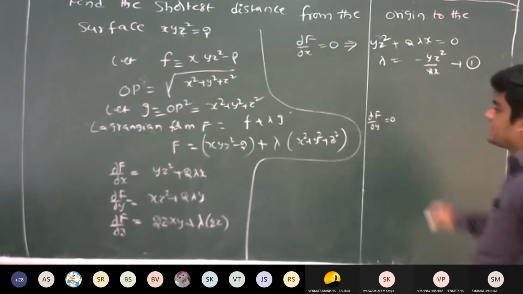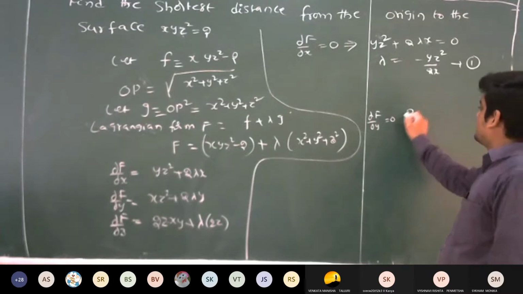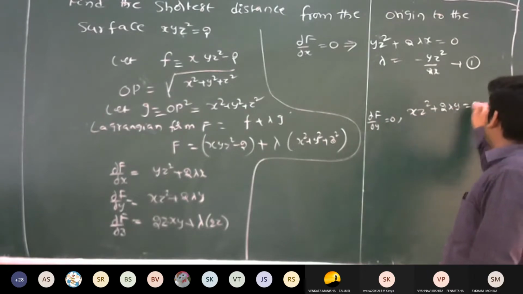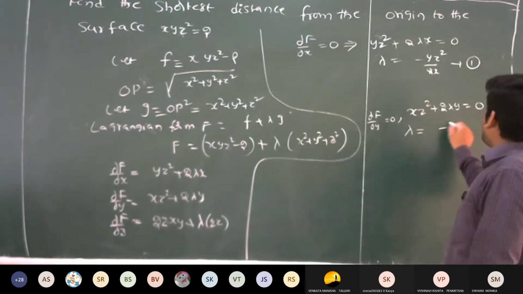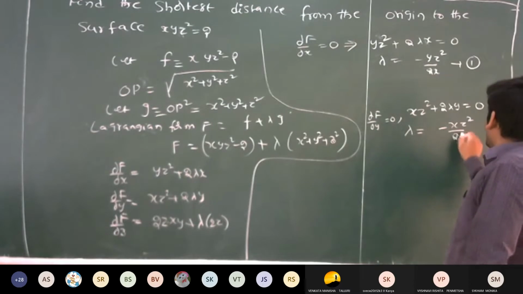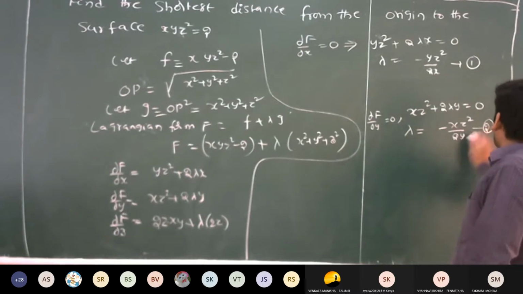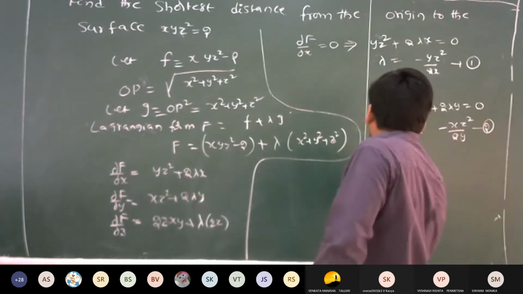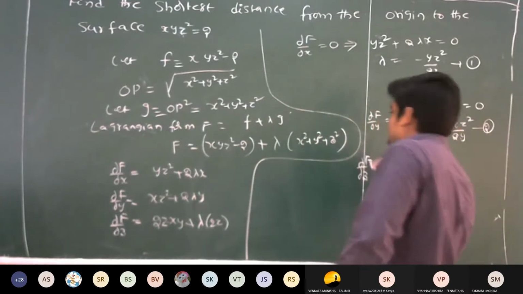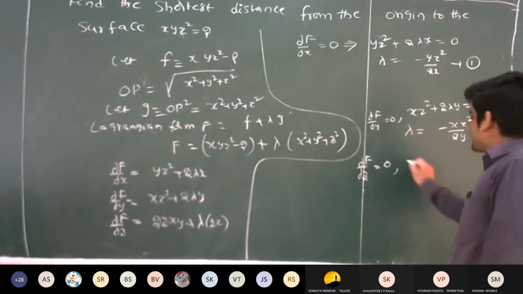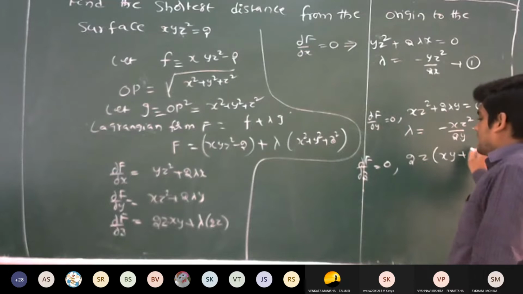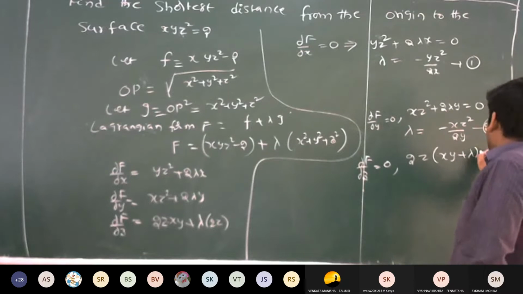Next, dou f by dou y is equal to 0. From that, x z square plus 2 lambda y is equal to 0. So lambda is equal to minus x z square by 2y. This is equation 2. Similarly, dou f by dou z is equal to 0. Here 2 is common and z is common, so you will get xy plus lambda is equal to 0.